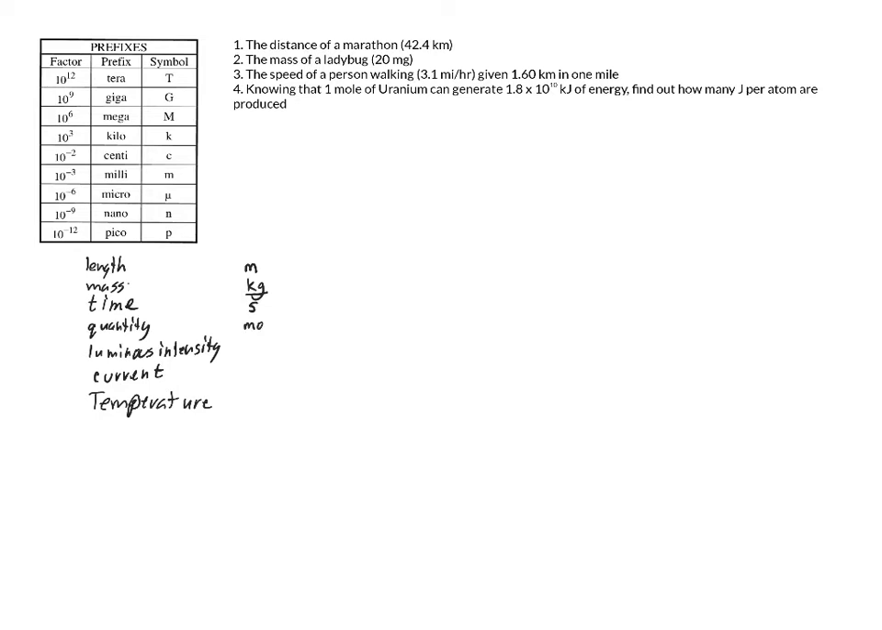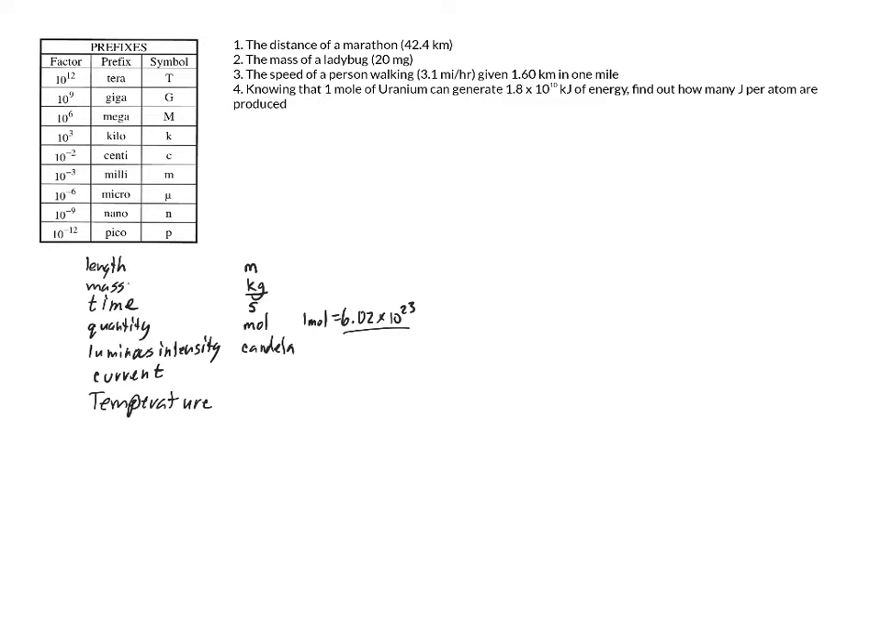Quantity, which is moles, right? Which a mole, 1 mole equals 6.02 times 10 to the 23rd of anything. You can have a mole of atoms, but you can also have a mole of apples or a mole of naked mole rats or whatever you want. So you can have a mole of anything. It just means that many of that thing. That'd be a lot of naked mole rats. You've got the luminous intensity, which is candelas.